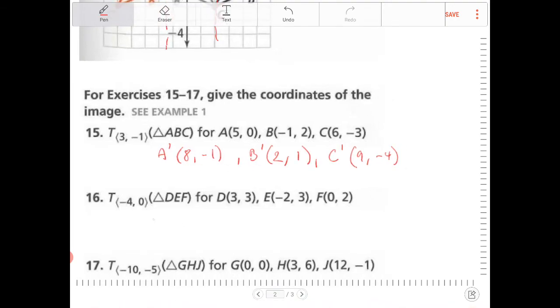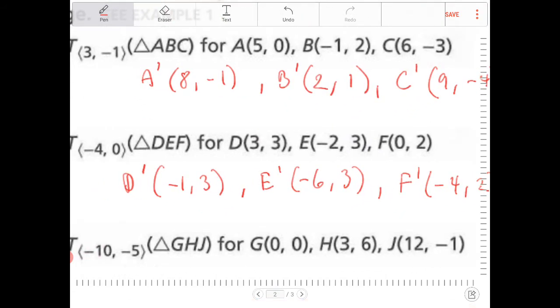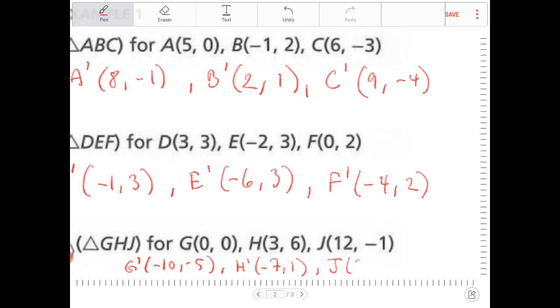Moving on here, D prime would be (-1, 3). E prime would be (-6, 3). And F prime would be (-4, 2). And lastly, G prime would be (-10, -5). H prime would be (-7, 1). And J prime would be (2, -6).